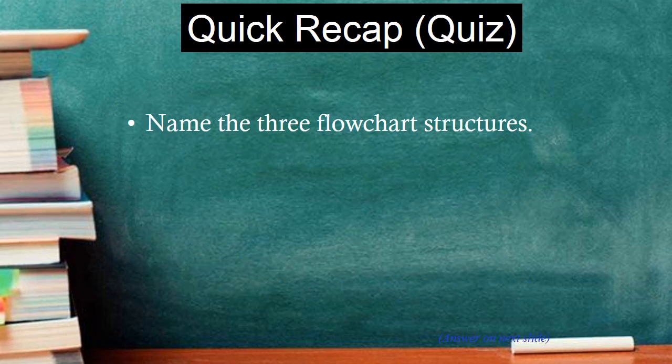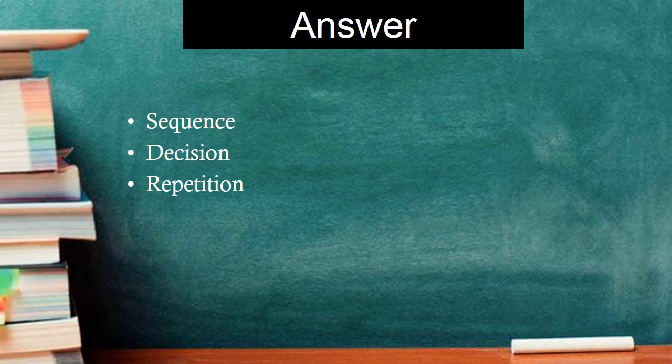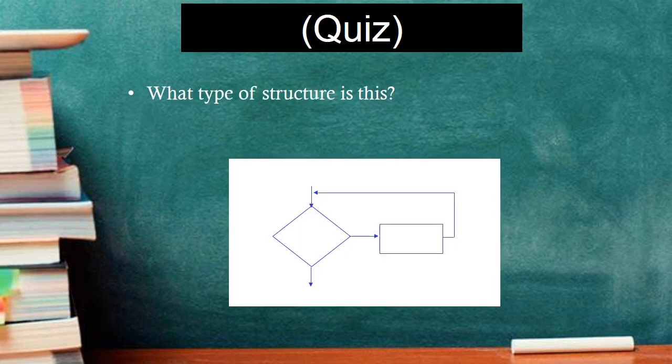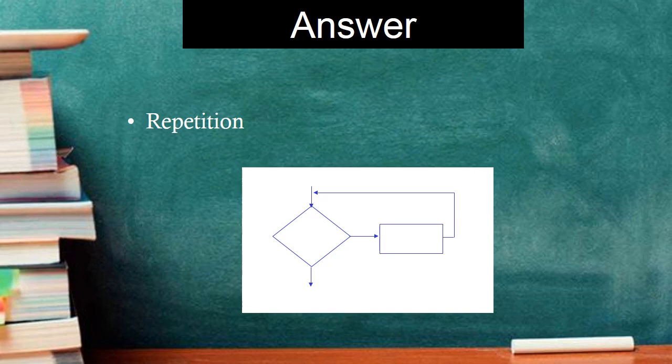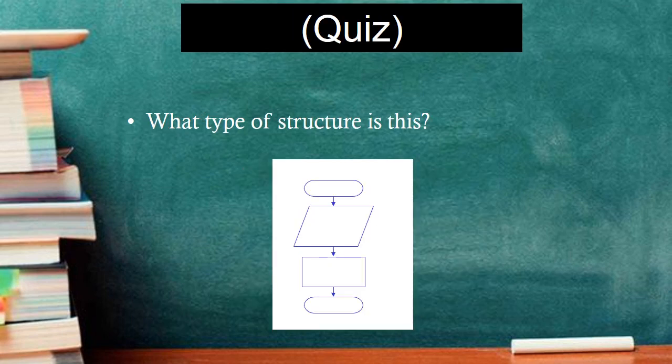So students, the lesson is over. Let's take a recap with a short quiz. Name the 3 flowchart structures that we have discussed today. The first answer is sequence, decision, and repetition. Number 2, what type of structure is this? It is repetition, in which we are going to repeat an instruction or a set of instructions for a specific period.